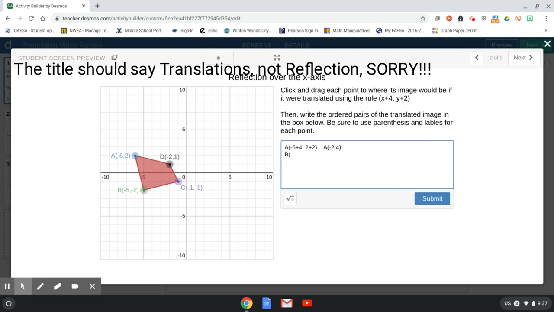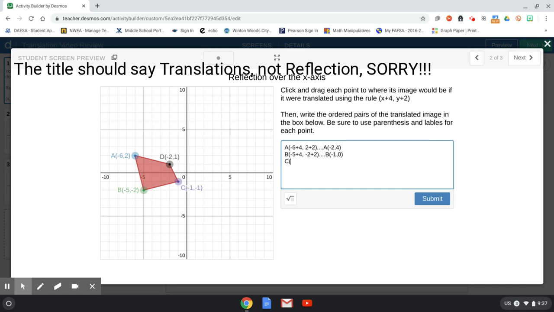Same thing's going to happen with B. B is starting at negative 5, negative 2. Well, the rule says plus 4, so negative 5 plus 4. And the rule then says y plus 2. Well, the y is starting off at a negative, still going to add 2. So that becomes B equals negative 5 plus 4 is negative 1. Negative 2 plus 2 is 0. I don't like that extra space there.